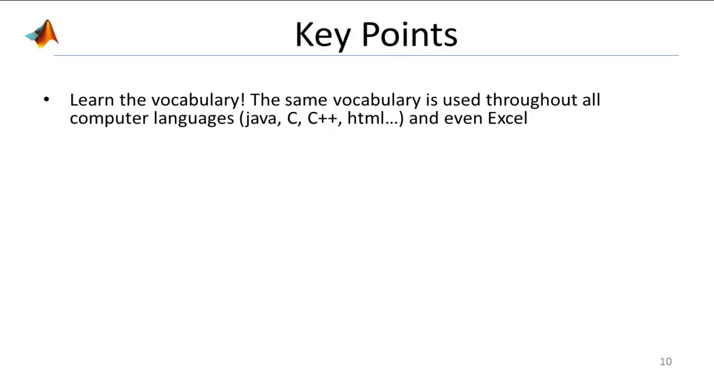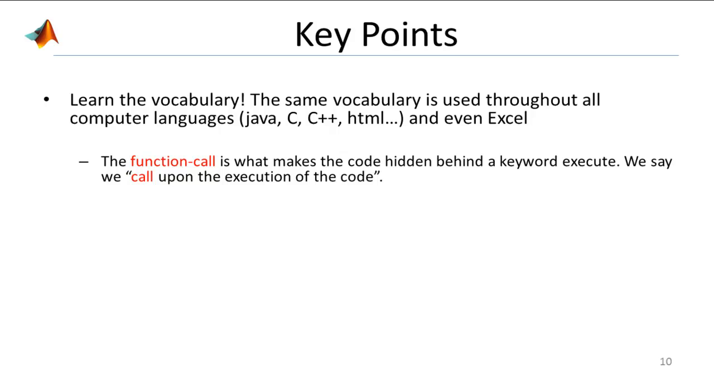The key points here are to learn the vocabulary. While there's only 3 vocabulary words, it's actually the same ones for all programming languages. So that gives you a tremendous insight in all the other languages out there. The function call is what makes the actual keyword execute. So we call upon the execution of whatever is hidden behind that keyword.